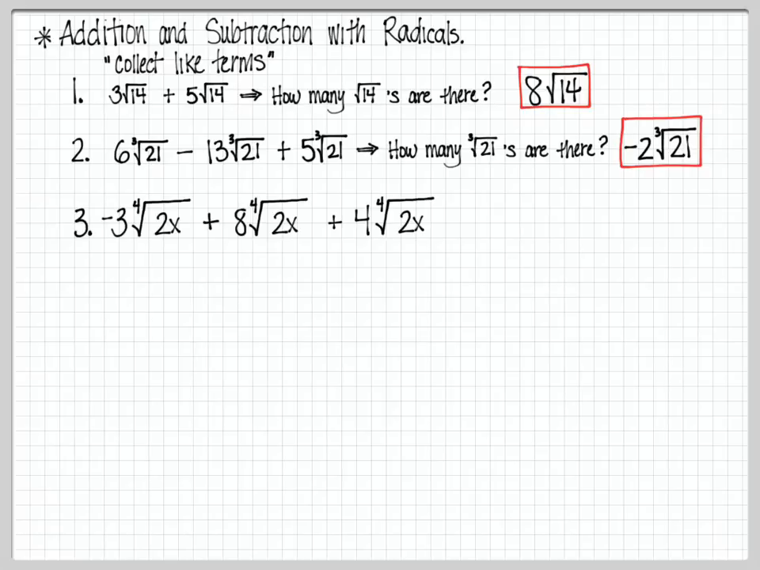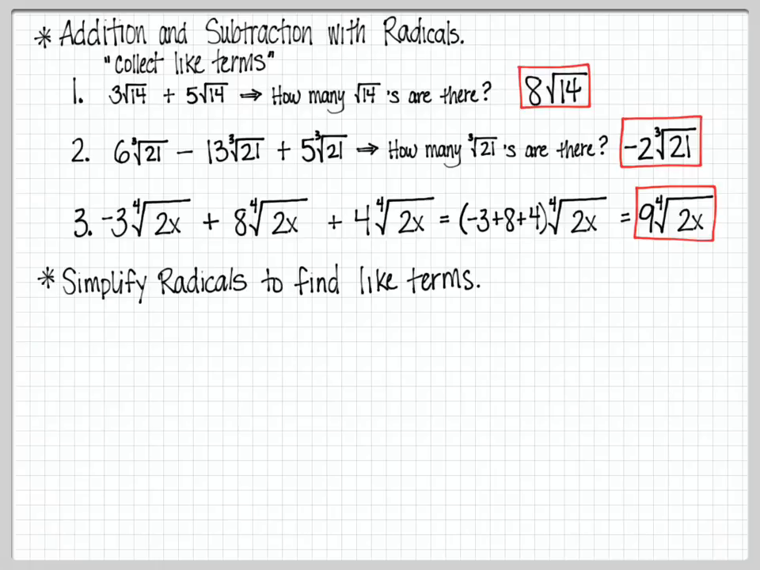In this problem, we are collecting, we're figuring out how many fourth roots of 2x we have. Well, we have negative 3 fourth roots of 2x, we have positive 8 fourth roots of 2x, and we have positive 4 fourth roots of 2x. So we can collect it in this manner, so we can see real clearly we've got negative 3 plus 8 plus 4 of the fourth roots of 2x. And when we finish that up, we get that we have 9 fourth roots of 2x.